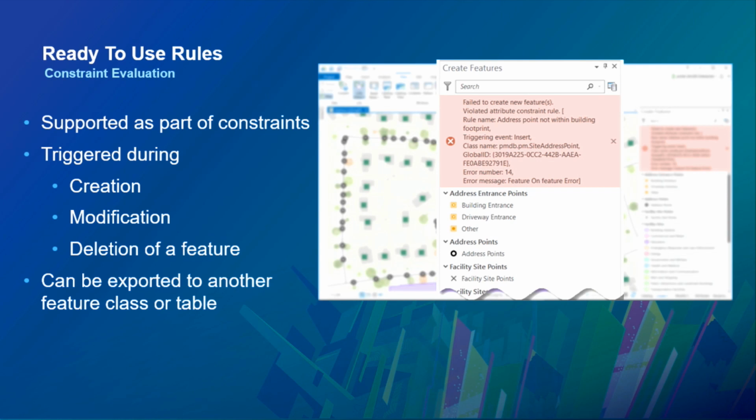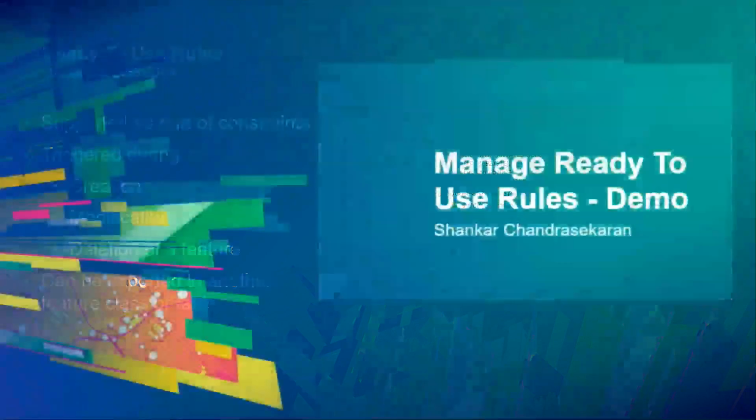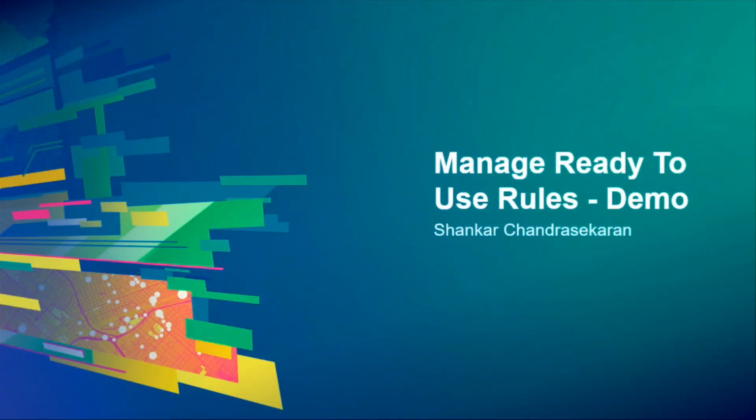And finally, since they are configured against a feature class or a table, you can export them out as part of a CSV file, like an Excel file, and then you can import it into another feature class or a table in another workspace if you want to. So let's just quickly switch over to how to go about managing that in ArcGIS Pro.